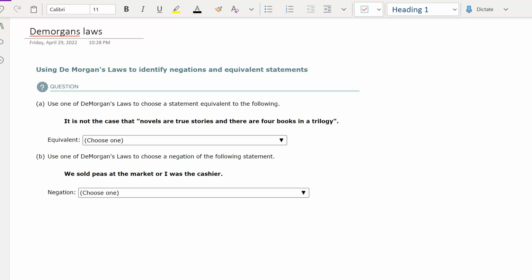Okay, so the idea behind De Morgan's Law is when you want to negate a compound statement. We know to negate a statement, you're basically throwing a not in there. If I say the statement is the sky is blue, then the negation of that statement is going to be the sky is not blue. But what if I have two statements put together with either and or?